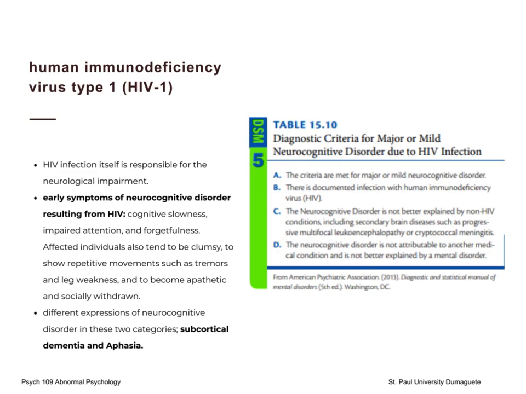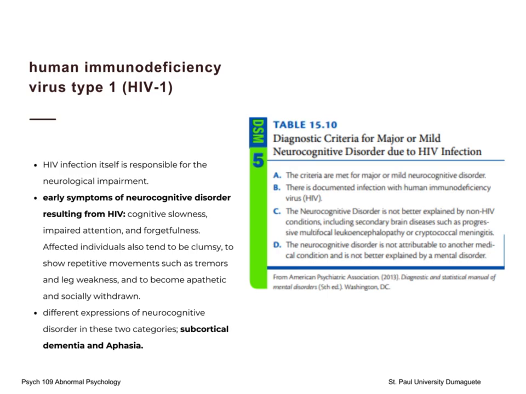The distinction between cortical dementia, including neurocognitive disorder due to Alzheimer's disease, and subcortical dementia is important because of the different expressions of neurocognitive disorder in these two categories. Aphasia, which involves impaired language skills, occurs among people with neurocognitive disorder due to Alzheimer's disease, but not among people with subcortical dementia. In contrast, people with subcortical dementia are more likely to experience severe depression and anxiety than those with neurocognitive disorder due to Alzheimer's disease.